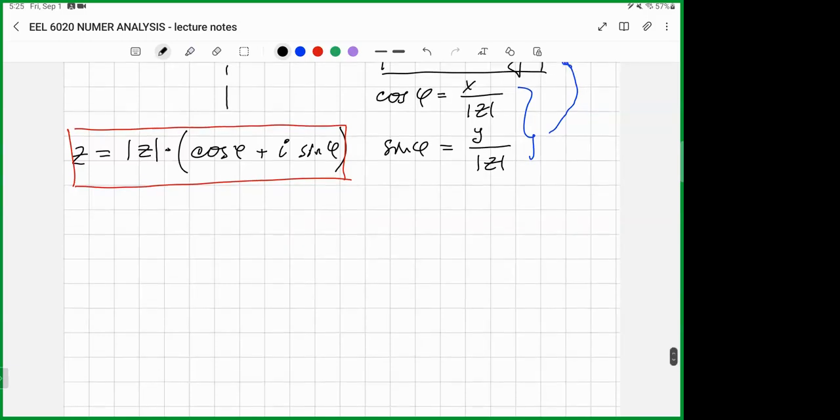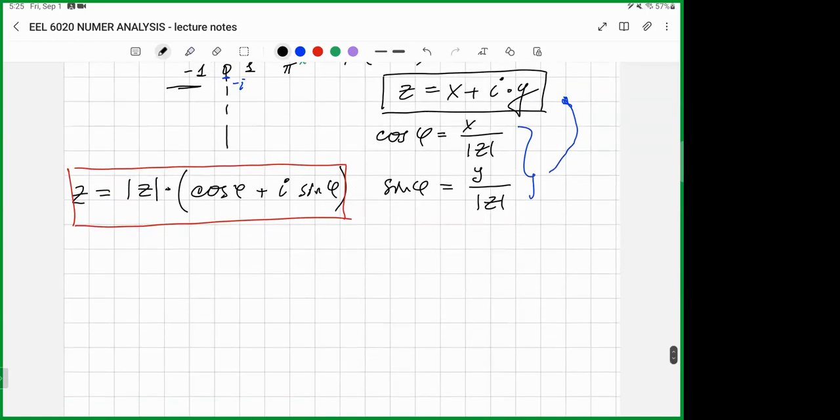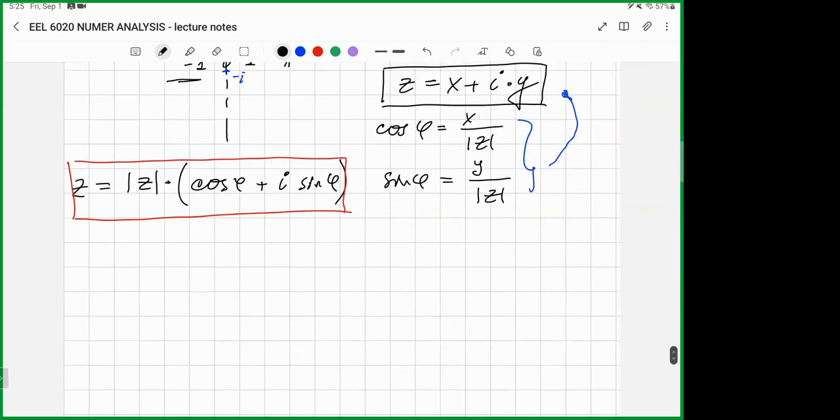So what is left unknown is the angle. We need to define this modulus z and angle phi. So in order to define this modulus z, let's first discuss the concept of complex conjugation. The complex number, let me just rewrite it here: z equals x plus i y, right?